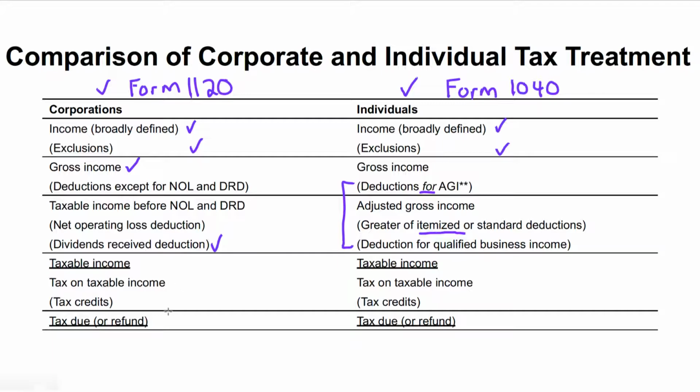We take away tax credits, we calculate our tax due, and we have tax due or tax refund. So there are some similarities, there are some differences. The rest of this presentation is going to focus on the main differences when it comes to corporations versus the general rules. Specifically, types of deductions and other issues that only apply to corporations or have special rules for corporations. So that's very important to understand. Let's go ahead and take a look at that.